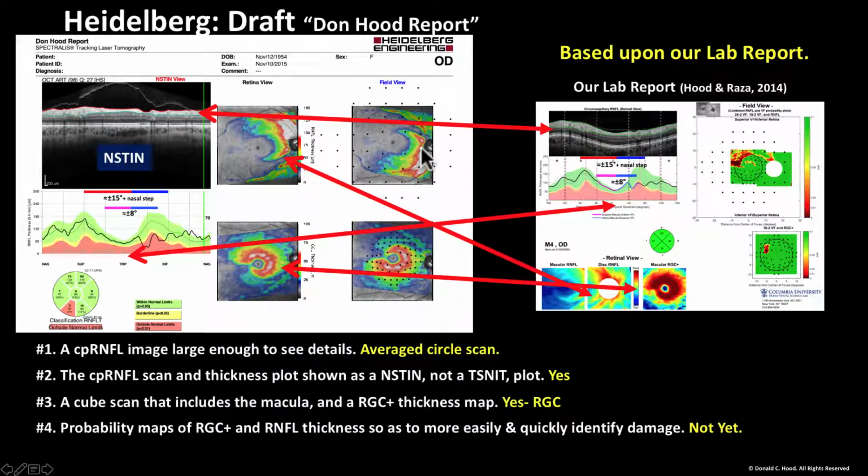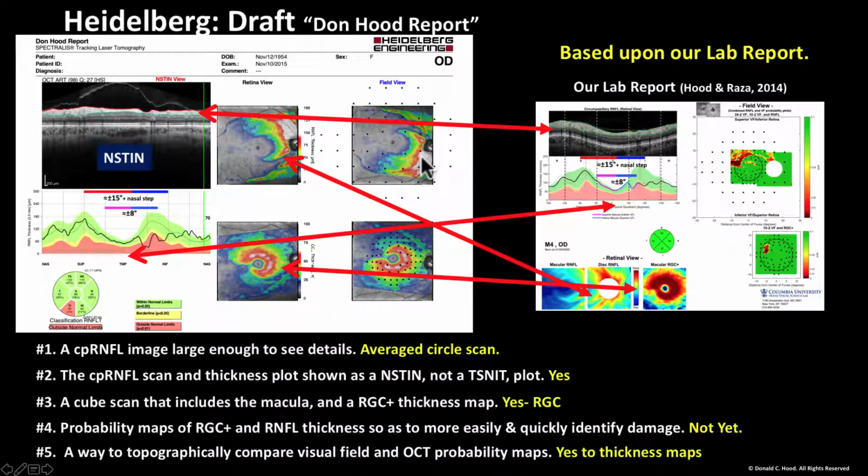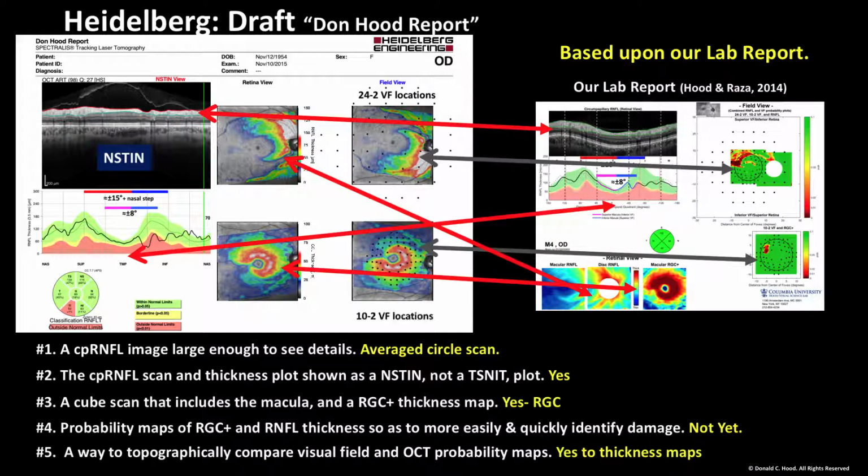For now, they're thickness maps in field view, that is, this is flipped along the horizontal. And we've superimposed on this the 24-2 here and the 10-2 here. So now it's easy to compare field damage to thickness changes. So that corresponds to this, and this will correspond to this, but it's thickness rather than probability. 24-2 locations, 10-2 locations.